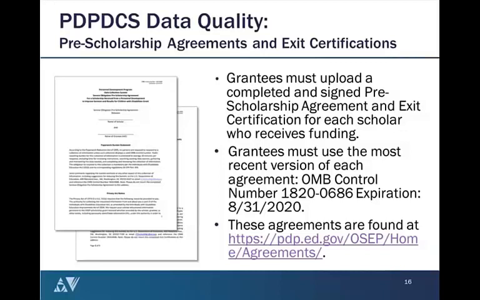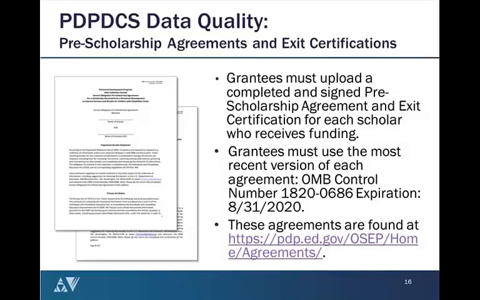According to Section 304.23 of the 2006 regulations, grantees are required to provide scholars with the PSAs and ECs outlining the terms and conditions of the Personnel Development Program grant funding. OSEP developed standard pre-scholarship agreements and exit certification templates because in the past some of the scholars weren't given these agreements, or the agreements they were given were vague or inaccurate. Grantees are responsible for the accuracy and maintenance of these documents for funded scholars.